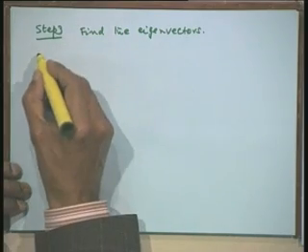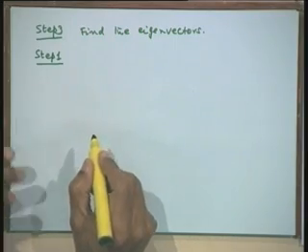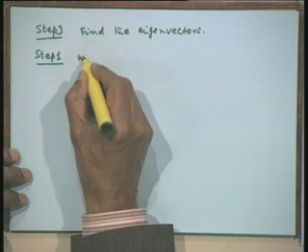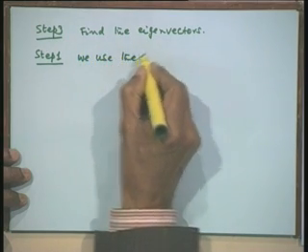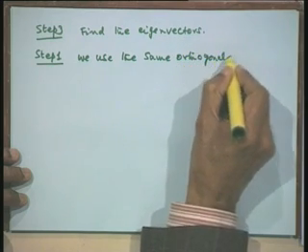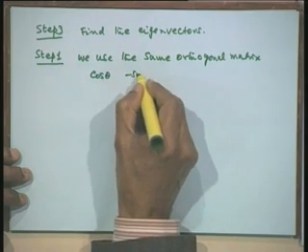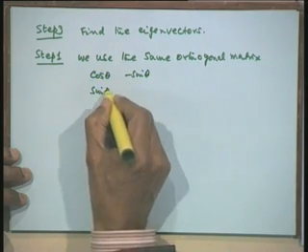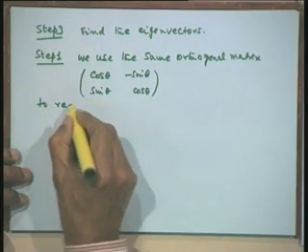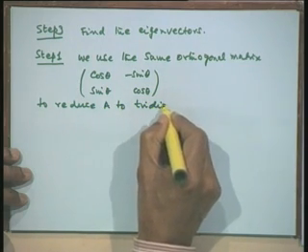Now, let us go back to step 1 and see how we are going to achieve this tridiagonal form. We are using the same orthogonal matrix as we have done in Jacobi, that was cos theta, minus sin theta, sin theta, cos theta, to reduce A to tridiagonal form.